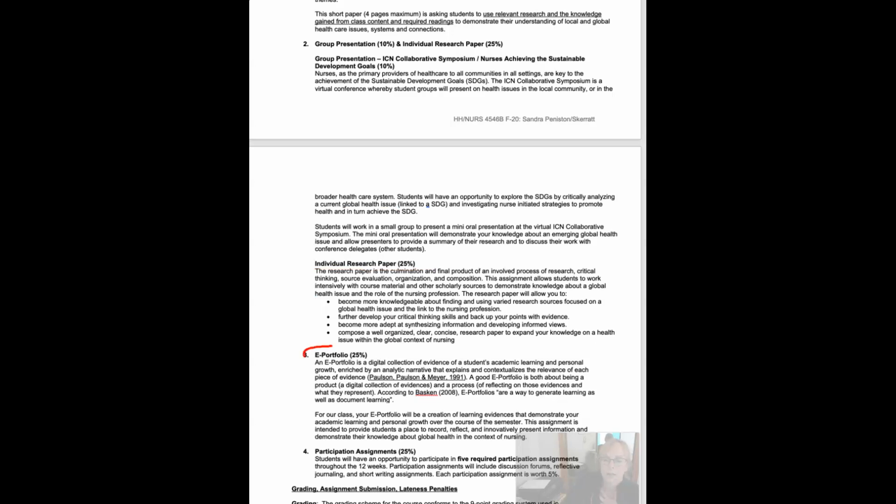The electronic portfolio is like the final exam, and it really is a collection of how you've met the learning outcomes. And so for our class, your e-portfolio will be a creation of learning evidences that demonstrate your learning and personal growth over the course of the semester. And what you're going to be doing is you're going to be reflecting on the 6 learning outcomes and demonstrating that you've met these learning outcomes. Again, I will review this in more detail.